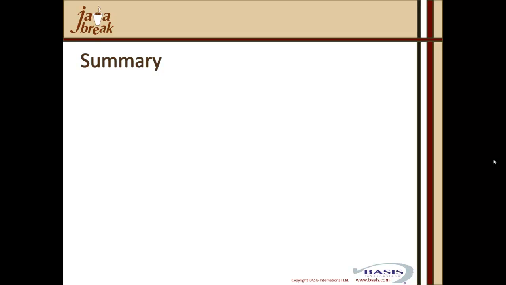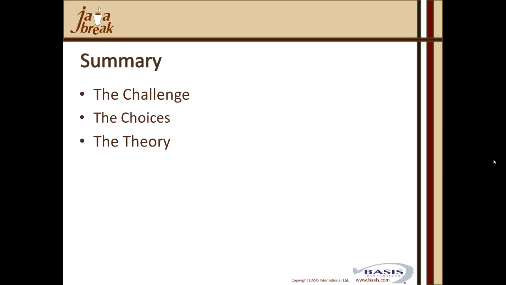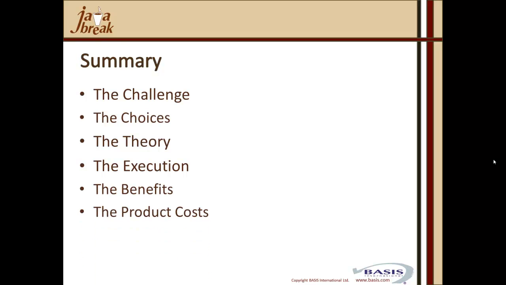So in summary today, what have we covered? We've looked at the challenge faced by Bisco. We looked at the choices they had. We looked at the theory of the choice that they chose. We looked at the execution. We looked at the benefits that they gained. And we looked at the product costs of making that move.